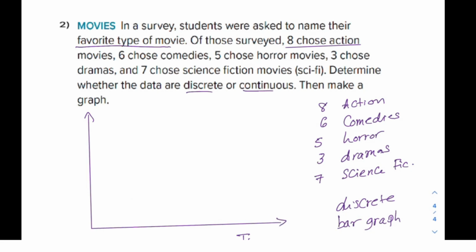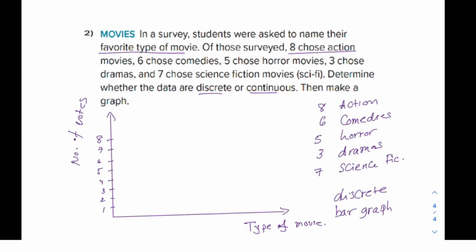So we can arrange it as type of movie here. And here we have number of votes. Number of votes minimum was 3 and the maximum was 8. So we can say also 1, 2, 3, 4, 5, 6, 7, 8. And we will start. Action 8. So we will go to action. I make it smaller. This is action. And we will keep a gap.